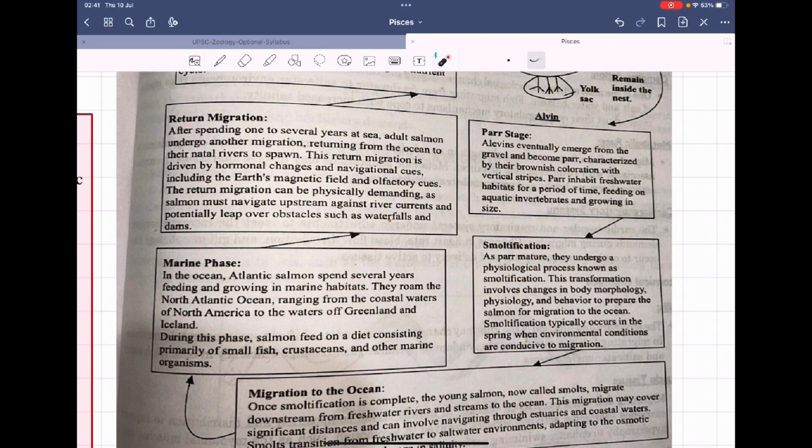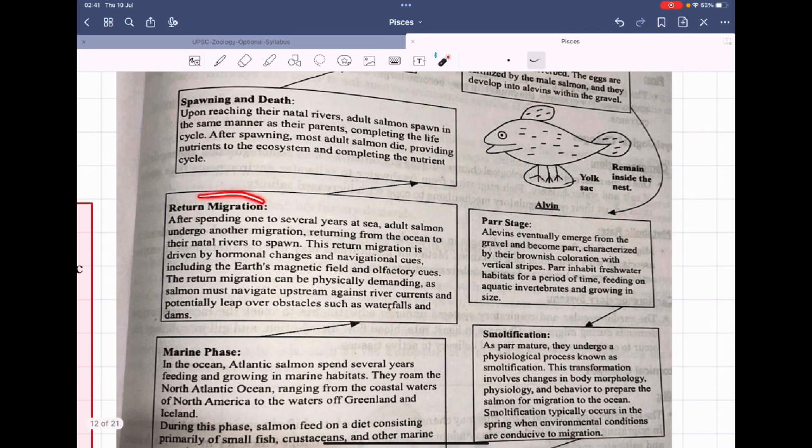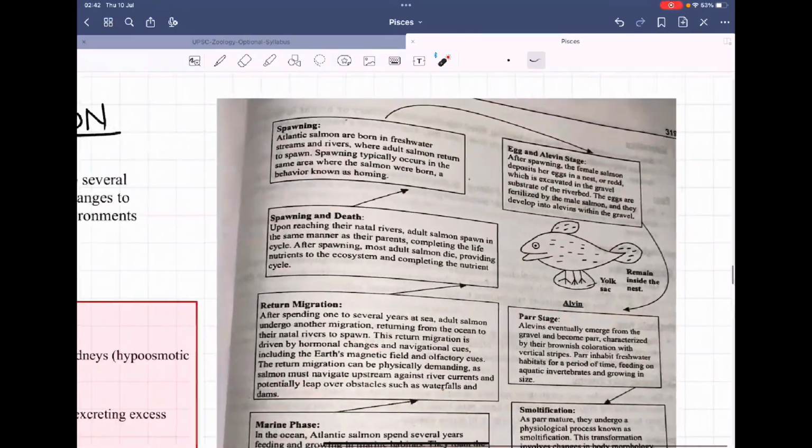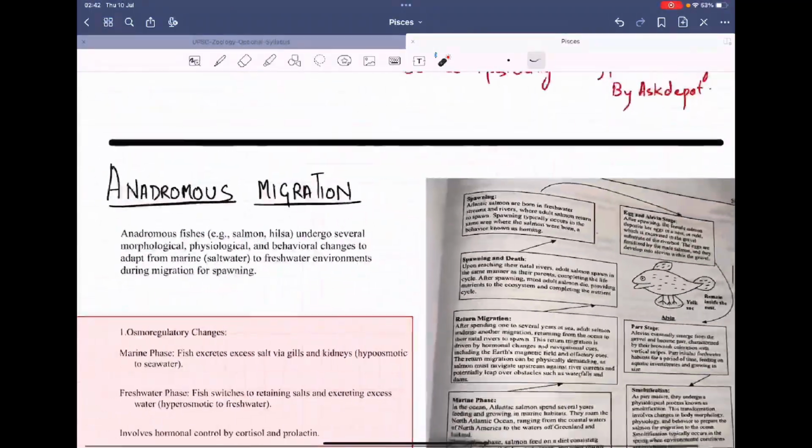They roam in the North Atlantic Ocean from the coastal waters of North America to the waters of Greenland, and during this phase they will feed on small fishes and crustaceans, and then there will be the return migration. In the return migration they will again go back to the area where they were born, utilizing the Earth's magnetic field, navigational cues, and even hormonal changes. Then they will reach their natal rivers, and the adult salmon will spawn in the same manner as their parents did, and they will complete the life cycle there, and they will even die there.